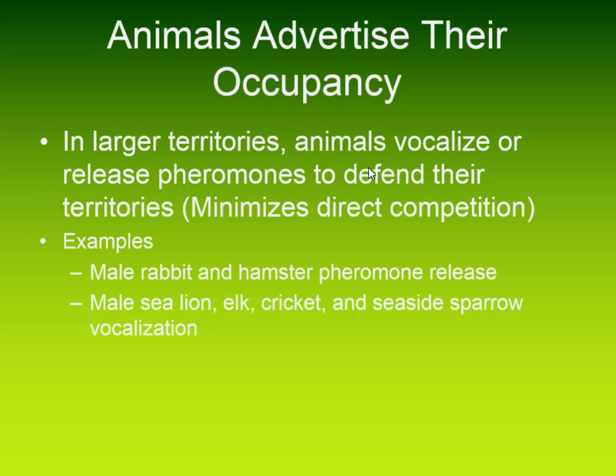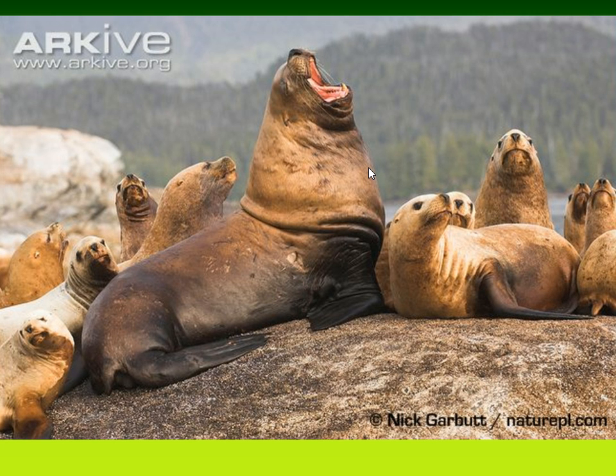Rabbits and hamsters are some of the pheromone releasers. Lots of animals are. Sea lions, elk, crickets, and seaside sparrows are the ones we're going to talk about for vocalization. And the sea lion makes this really elephant-like call that is really loud, and you can see all of these female sea lions are here. They think he is like the stuff. He is awesome. He's got it together.